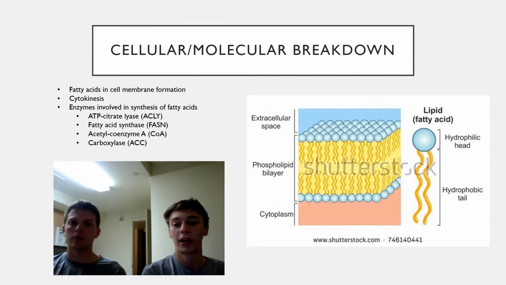Another part of the cell cycle that fatty acid metabolism affects is cytokinesis. Cytokinesis is when the cell pinches in two and forms two daughter cells. So without fatty acids, cell membrane formation cannot occur and cell proliferation cannot occur. Enzymes involved in the synthesis of fatty acids include ATP citrate lyase, fatty acid synthase, and acetyl coenzyme A carboxylase. So without these enzymes, fatty acid synthesis cannot occur, and that is what researchers are looking for.